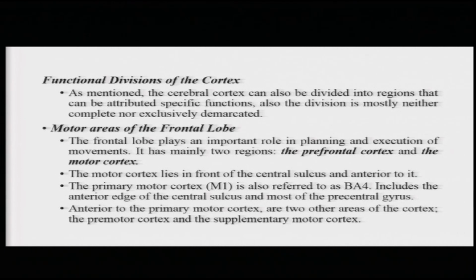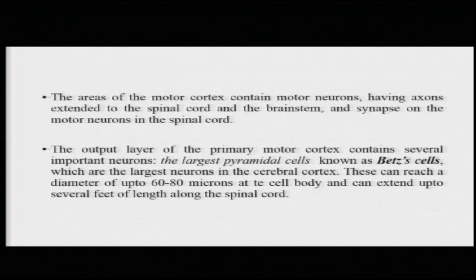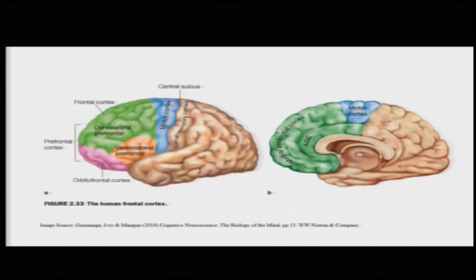Any movement that I am doing or you are doing is initiated in the motor cortex of the brain, and the motor cortex can be thought of as two major regions. First is the prefrontal cortex in front and the second is the motor cortex. You can look at the diagram here. This is the prefrontal cortex, everything anterior to the blue region called the motor cortex. This is the prefrontal cortex.